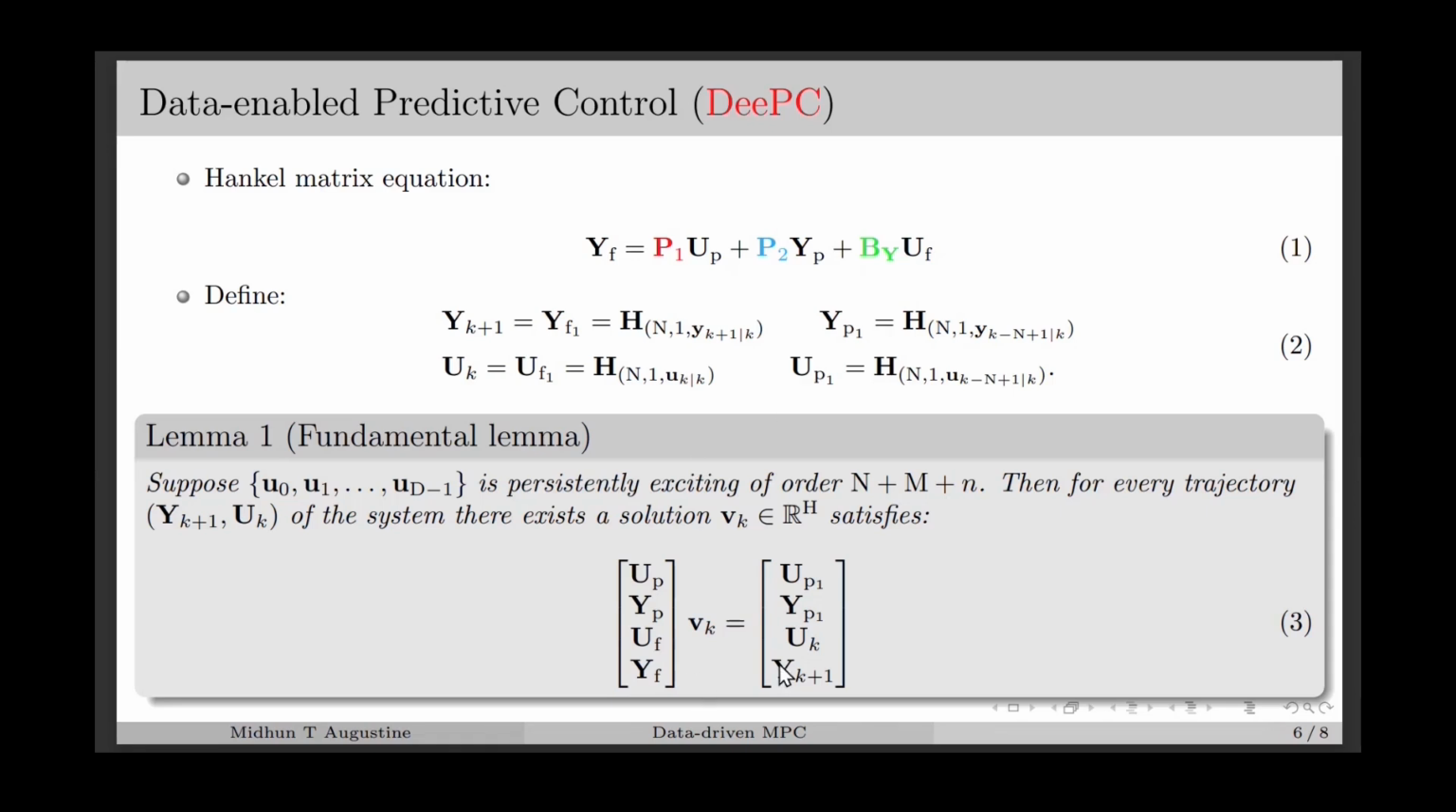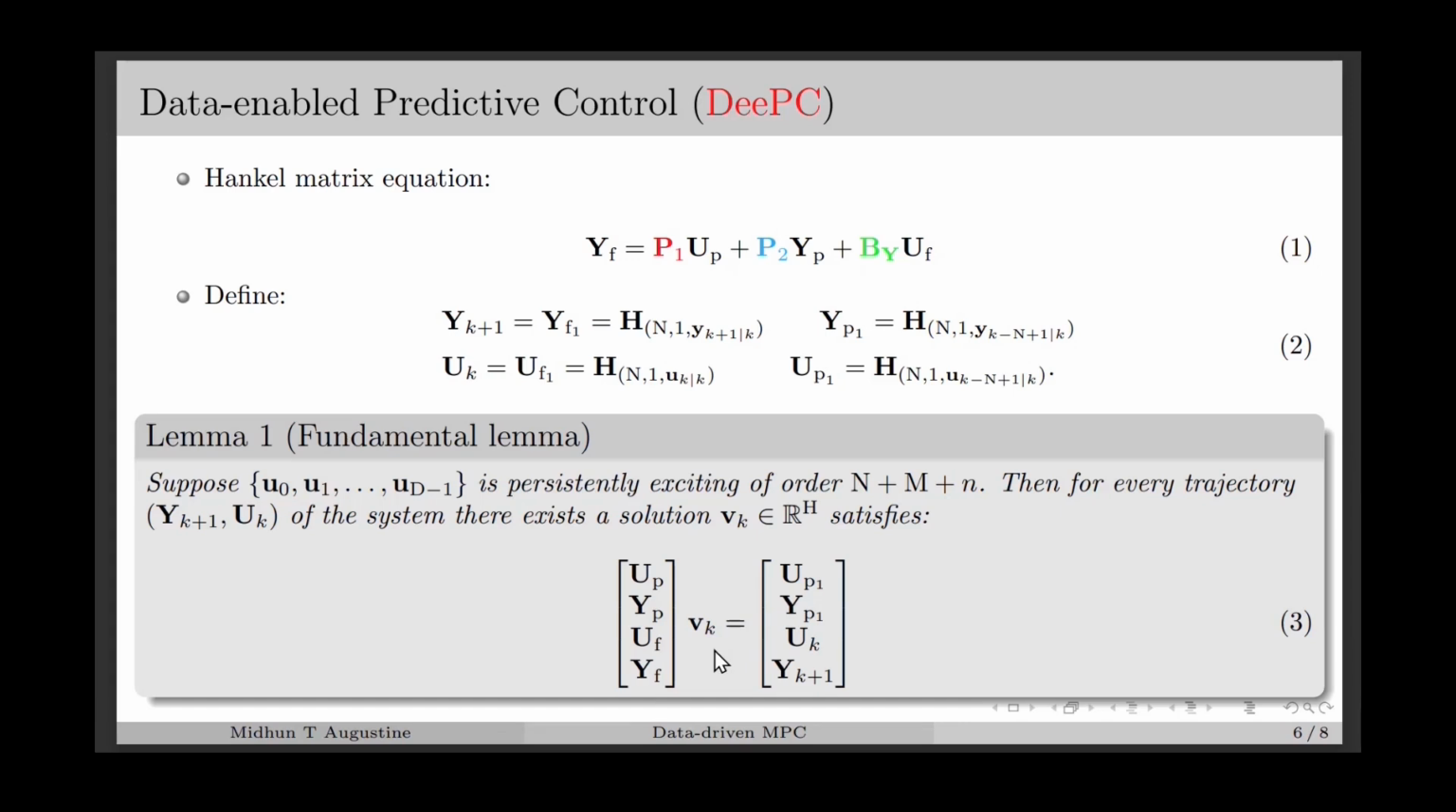The fundamental lemma says that if we have an input training data sequence which is sufficiently rich or which satisfies the persistency of excitation condition, then for every trajectory which consists of the future output and control sequence of the system, there is a solution vector Vk which satisfies equation 3. So in other words, every trajectory of the system should satisfy this condition. This can be considered as a data-driven equality constraint, which can be used instead of the model-based constraint.